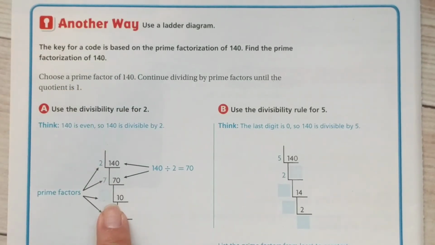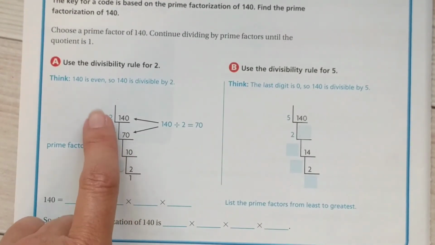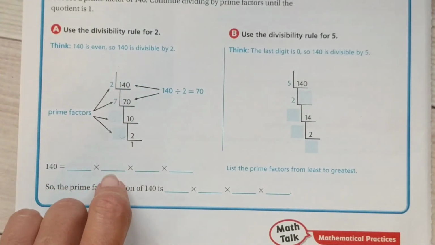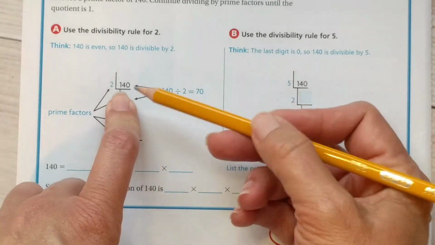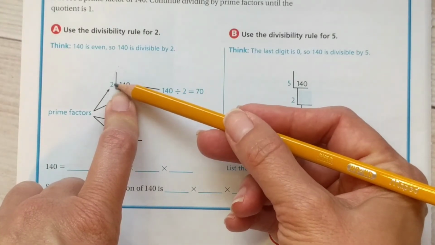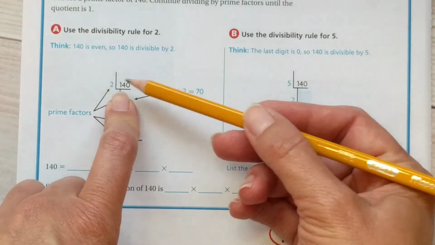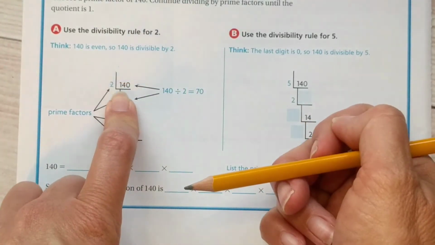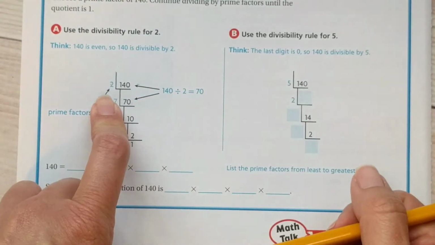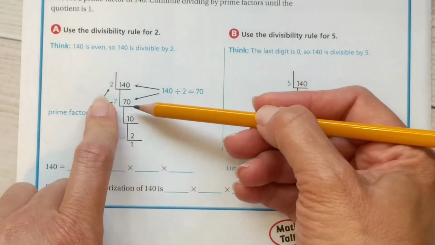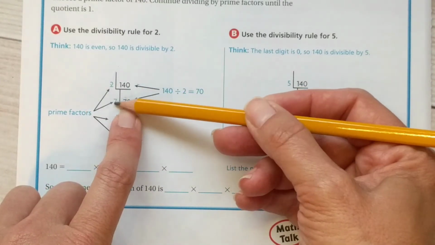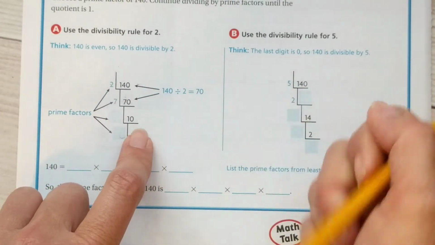All right, so this is just a different way of doing it. Some people prefer this way, so we're going to learn it. We begin with 140 right here, and we can pull out a 2. We know that this is an even number. 2 times what gives us 140? Well, 70 does, right? 2 times 70. Once again, I can pull out a prime number from this, 7, and I have 10 left over.